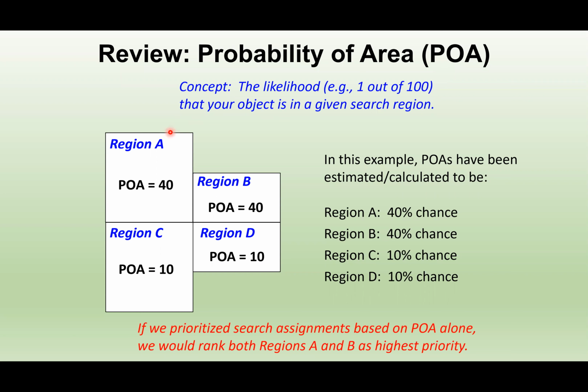Here we've shown 4 search regions, and in this diagram, regions A and B have POAs of 40. Regions C and D have POAs of 10. And if we prioritized our search based on probability of area alone, we'd rank regions A and B equally. Okay, so far so good.